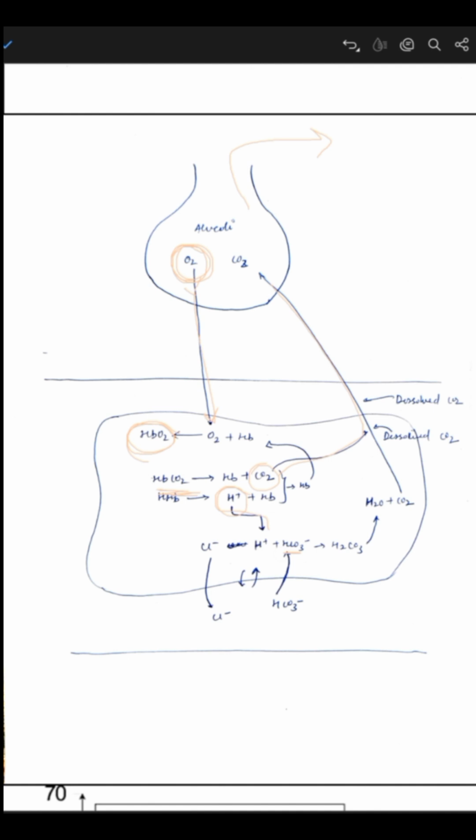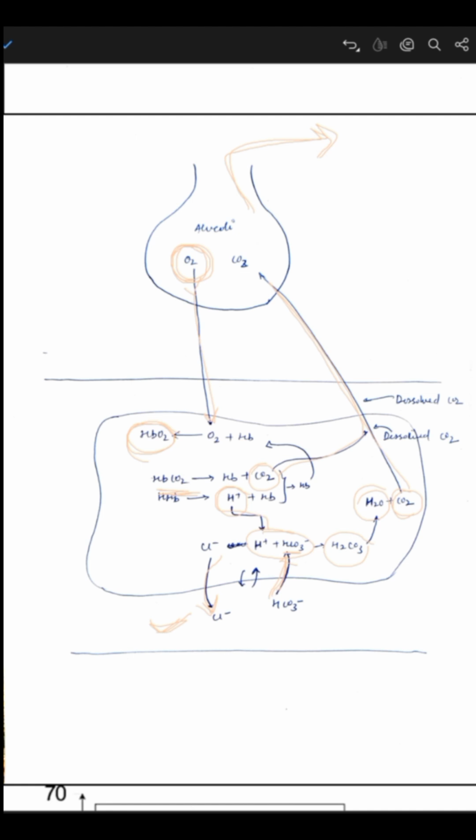But the bicarbonate ion was present inside the plasma. So what happened? Reverse chloride shift happened, meaning bicarbonate has to be imported inside RBC and chloride ion has to be exported from RBC to the plasma. This is known as reverse chloride shift, which happens at the level of alveoli. Now the H plus ion reacts with bicarbonate ion and forms carbonic acid, which further dissociates into water and CO2. This CO2 now is released from blood to alveoli and further from alveoli to the outside environment.